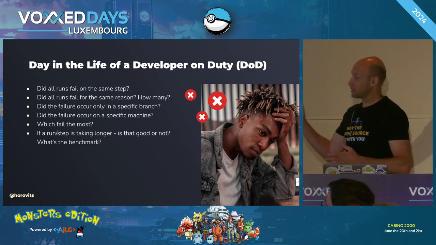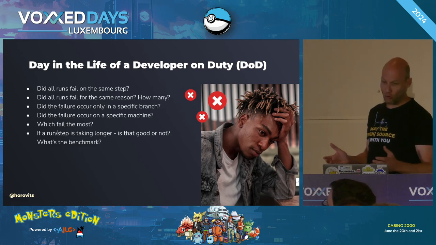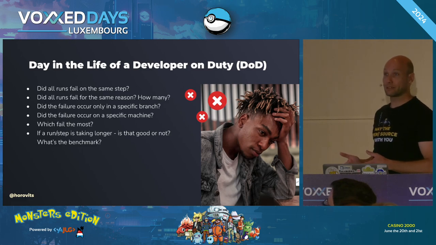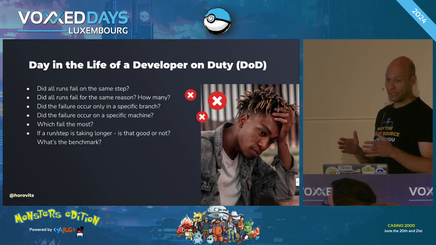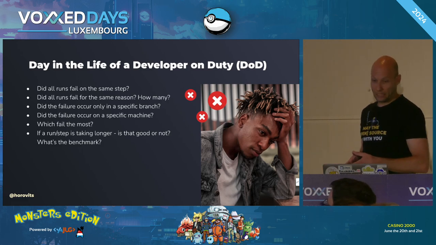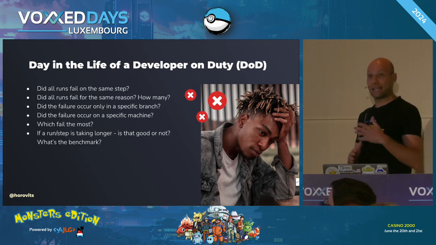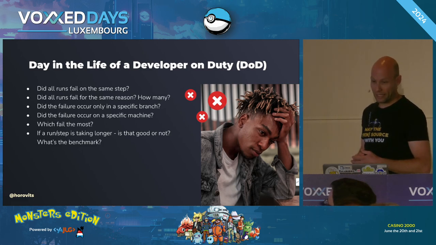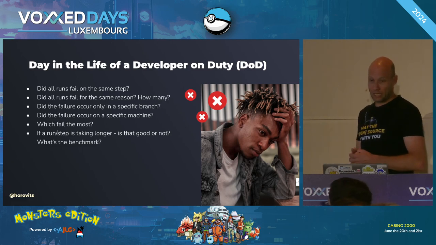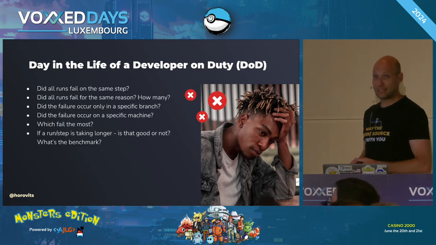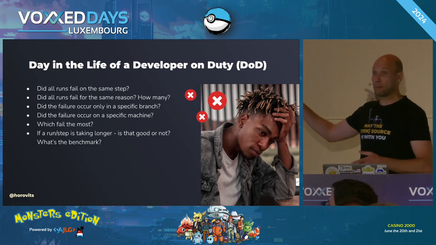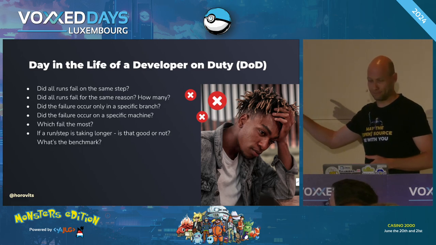So, going over example questions that weren't easy for us to answer, things that you'd pretty much expect. Did all runs fail on the same step? Did all runs fail for the same reason? How many of those did the failure occur on a specific branch? Maybe on a specific machine? If a run or step is taking too long, is that good or not? And what is too long? What's the benchmark? These are the sorts of questions it took us too much time to answer, and we realized we need to improve. Remember these questions. I'll go back to them later.